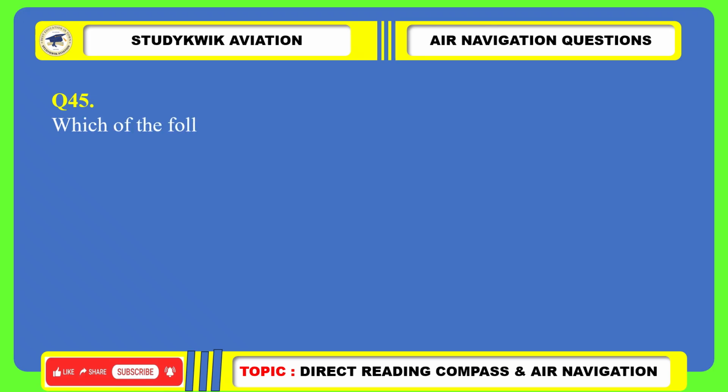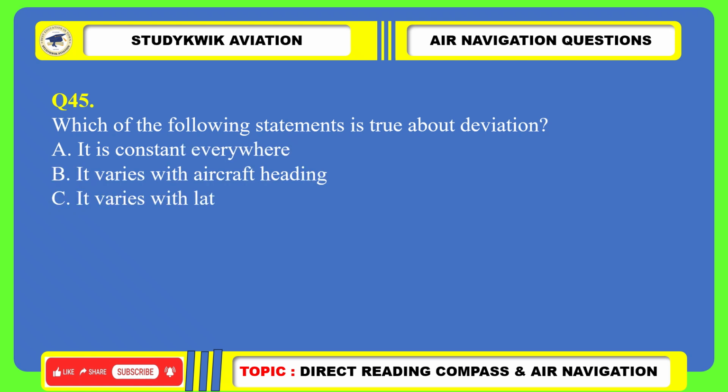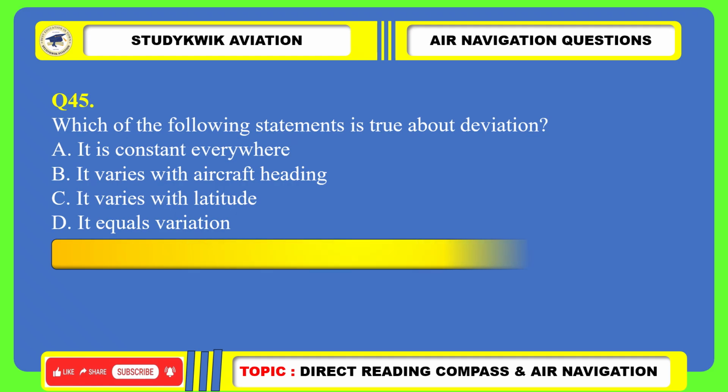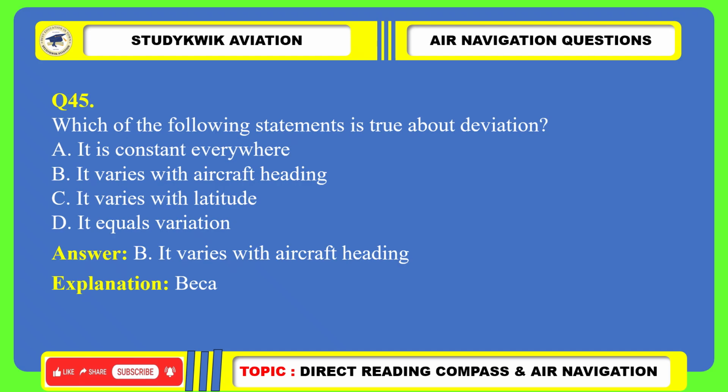Question 45. Which of the following statements is true about deviation? It is constant everywhere. It varies with aircraft heading. It varies with latitude. It equals variation. The correct answer is B. It varies with aircraft heading, because magnetic influence depends on alignment with aircraft fields.